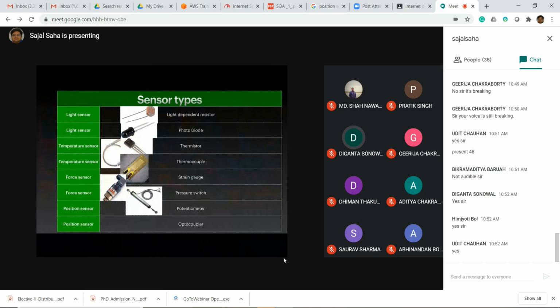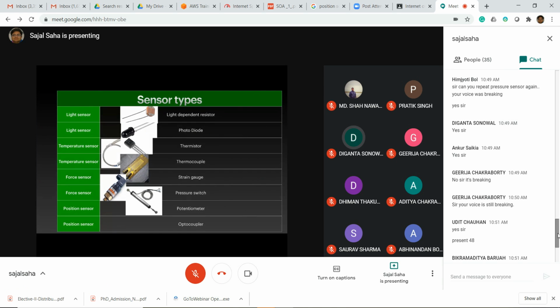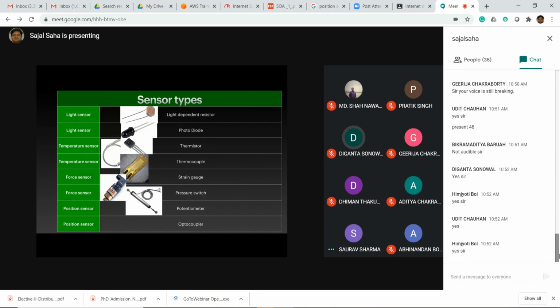Okay, now in this, Himjyoti, have you understood the pressure switch, or shall I explain it again? Okay, fine. So in case of a pressure switch, we are sending water pressure to the nozzle, and when it senses the pressure, it immediately opens the valve so that the water can flow out. Now it is basically used in the washing machine.